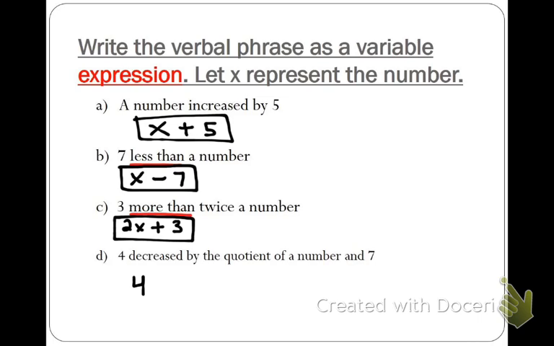A subtraction. Now this is where it gets a little trickier. It says the quotient of a number and 7. Whenever we're doing things like this, if it says the quotient of something, what I want you to do is just draw a fraction bar. Okay? And then you read from left to right still, you put something on top first, and the other one goes on bottom. So decrease by the quotient of a number and 7. So what's going to go on top? X over the number what? You are correct. So that says 4 decreased by the quotient of a number and 7.